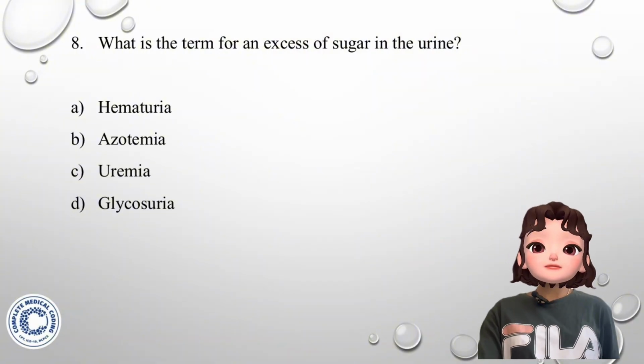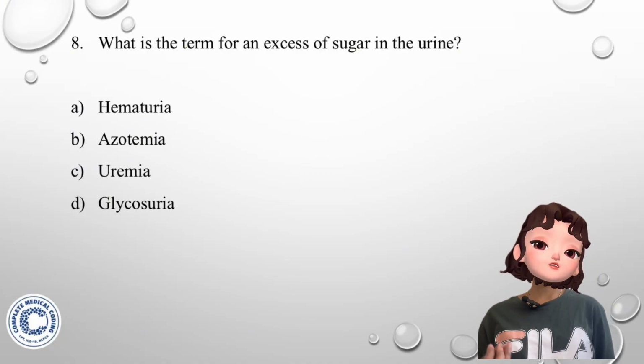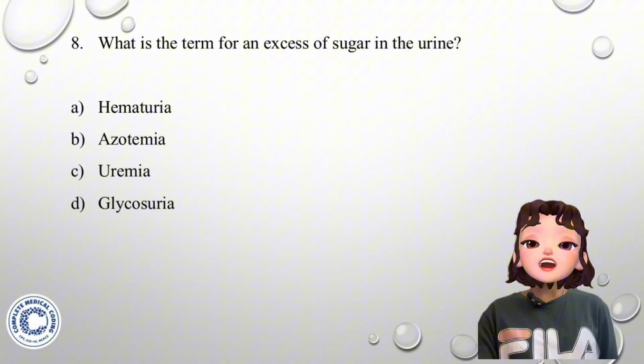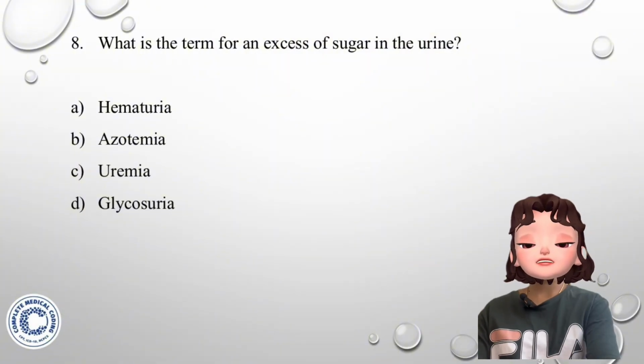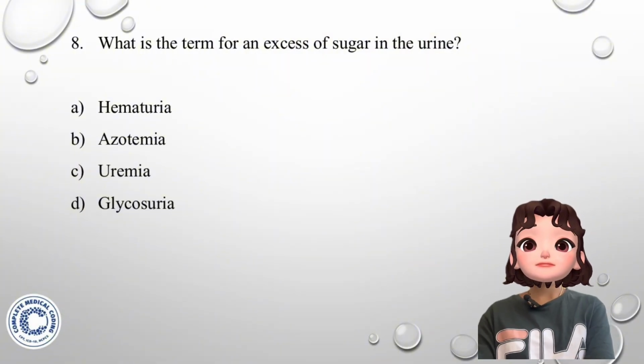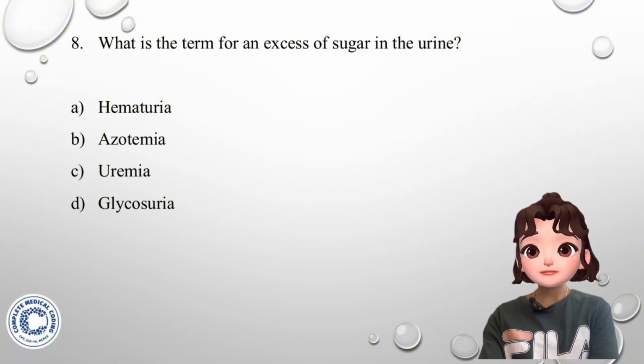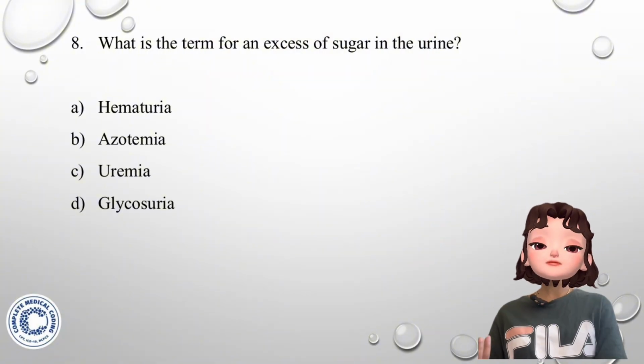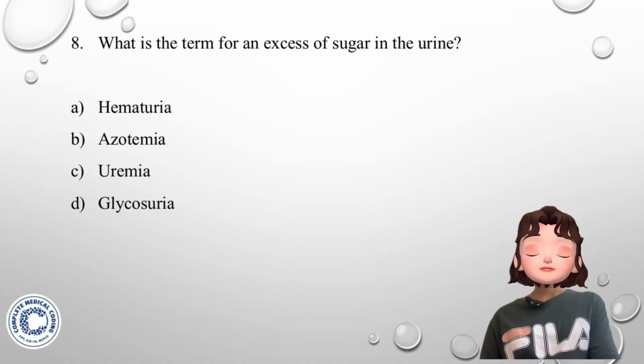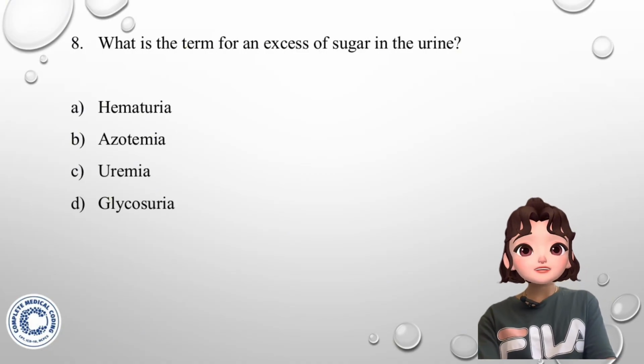What is hematuria? Hematuria means blood in the urine. If there is too much blood in the urine, that is called hematuria. Okay. And what is azotemia? What is the meaning of the second option? Azotemia. What does it mean? It means a high level of nitrogen containing waste products like urea, creatinine, etc. in the blood. Nitrogen containing waste products like urea and creatinine in the blood.